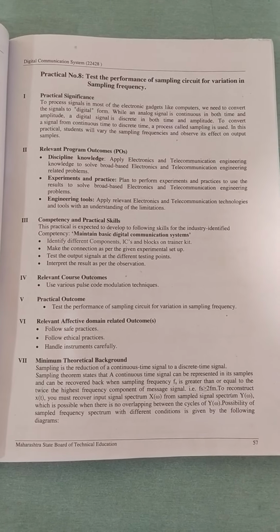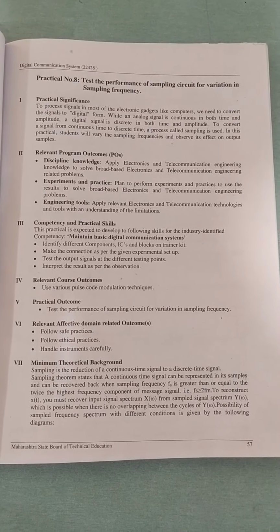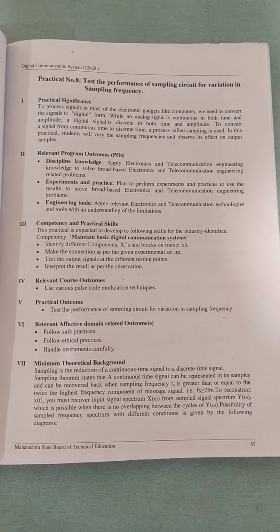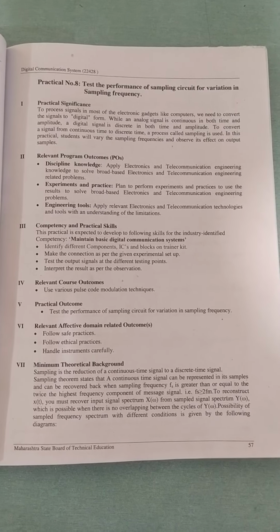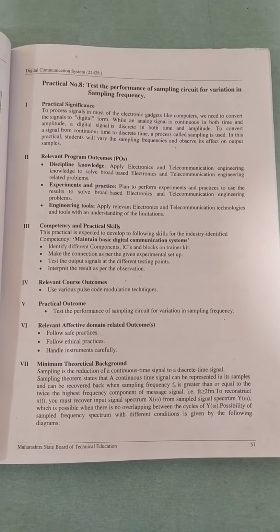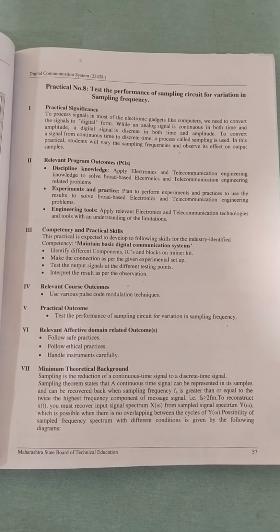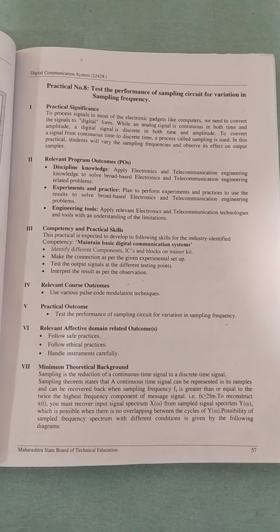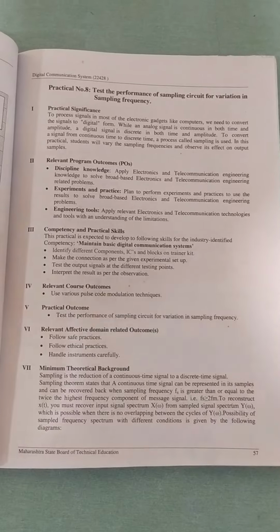Sampling is nothing but the reduction of a continuous time signal to a discrete time signal. When we convert an analog signal into a digital signal, the first step of conversion consists of sampling. In that sampling, we convert a continuous time signal into a discrete time signal.